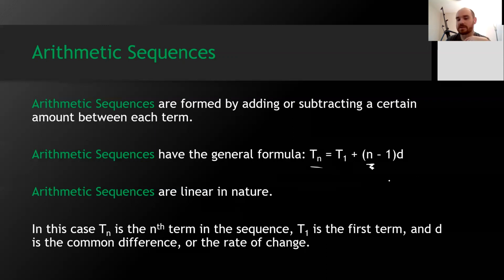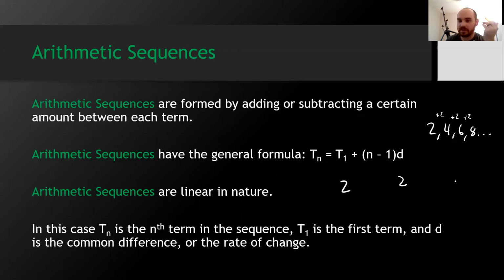So what we mean here is, let's say a sequence is going up by 2. So 2, 4, 6, 8, so on and so forth. So t sub 1 would be 2. D, since this is going up by 2 every time, I'm adding 2 to get to the next number each time. D would be 2. And then I can pick whatever n I want, and this formula will let me solve for it.